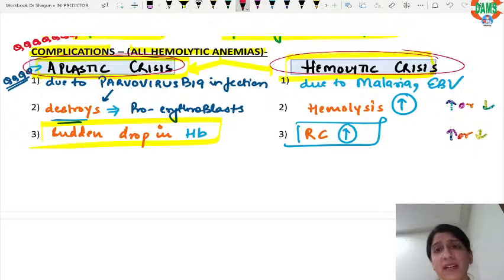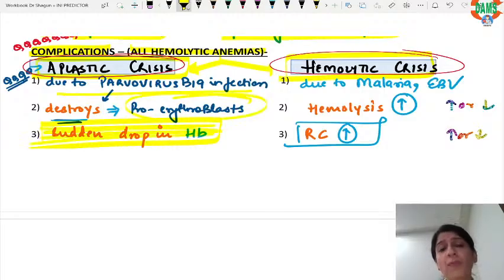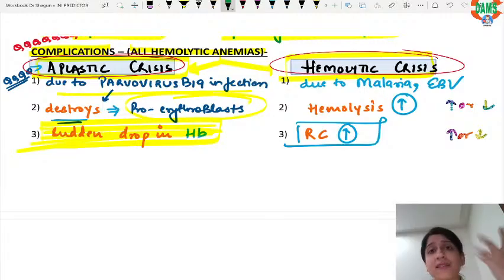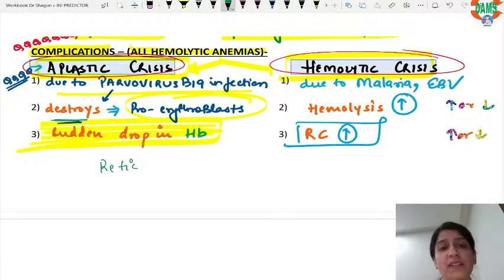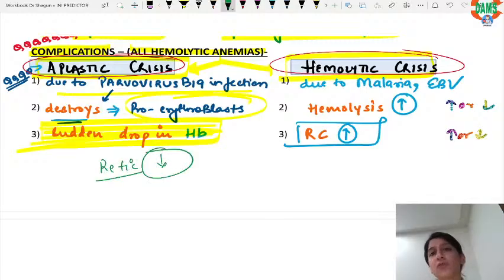This is a screenshot from my class only. Aplastic crisis is because of parvovirus B19 infection, which destroys your proerythroblasts, which causes a sudden drop in the hemoglobin. And use your common sense. In aplastic crisis, your bone marrow proerythroblasts are damaged. If the first cell of the erythroid series is damaged, is it possible that in future erythropoiesis will happen and reticulocytes are going to come? No, it is not going to be possible. That means in this patient, my retic count is going to be decreased.